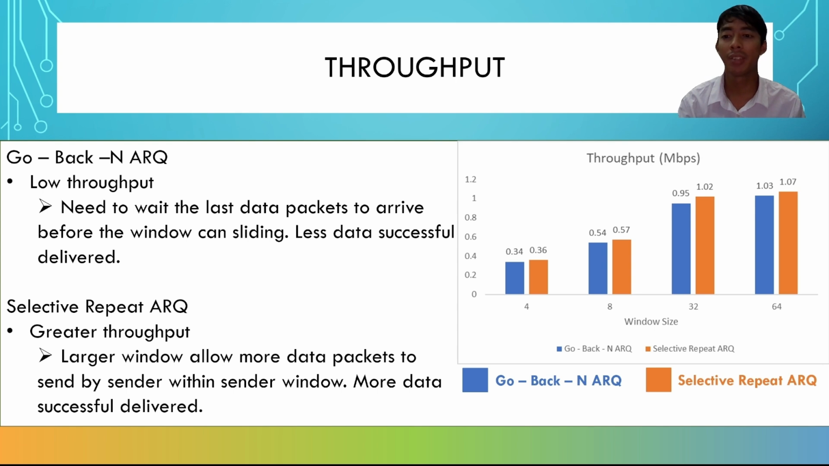Because of that, less data is successfully delivered. And Selective Repeat ARQ has greater throughput because the larger window allows more data packets from sender to receiver. In Selective Repeat ARQ, the sender can send data packets as long as they are within the sender window. So more data is successfully delivered.